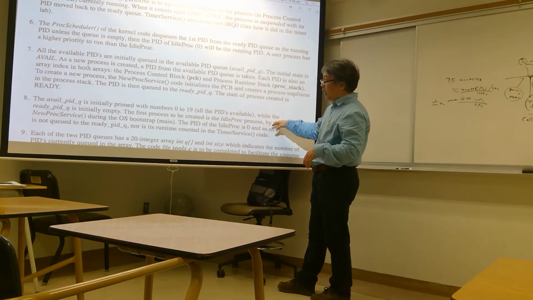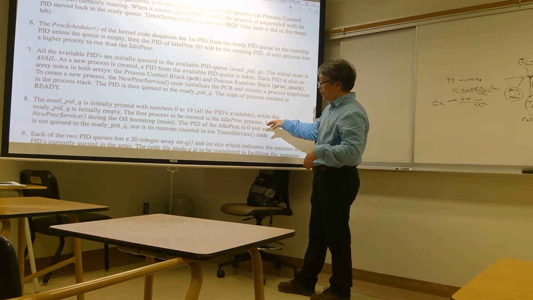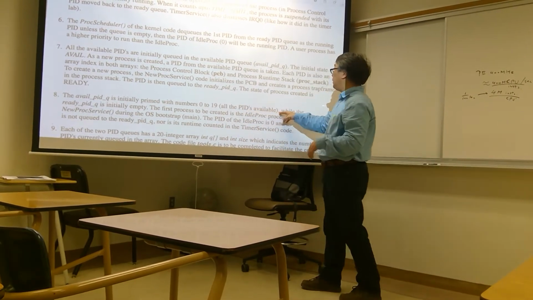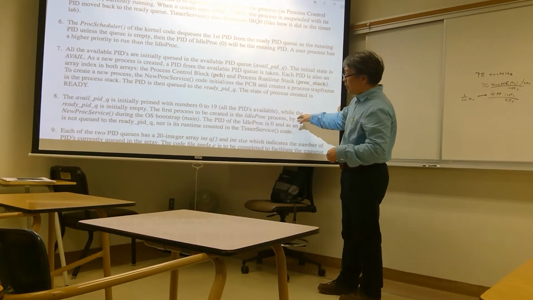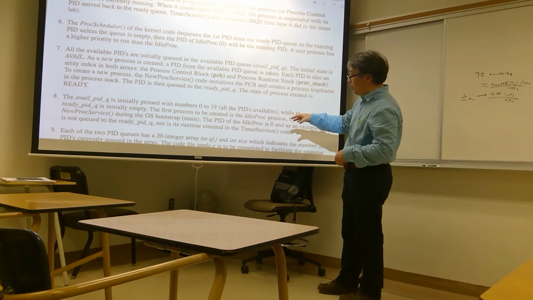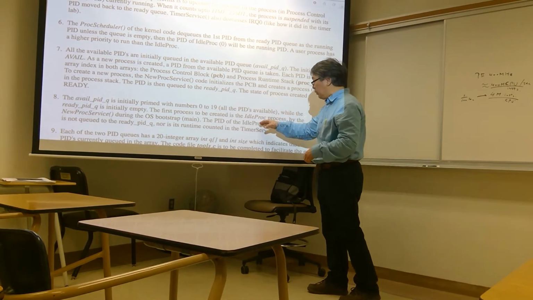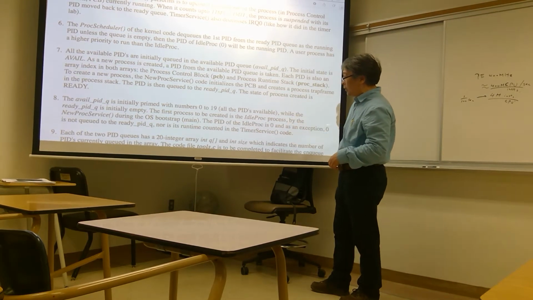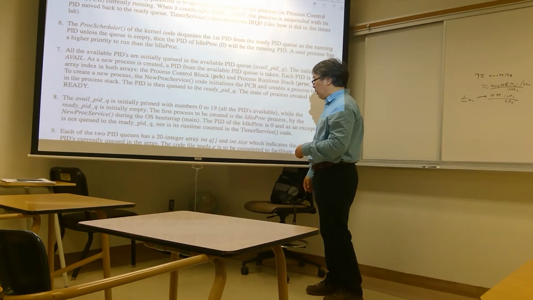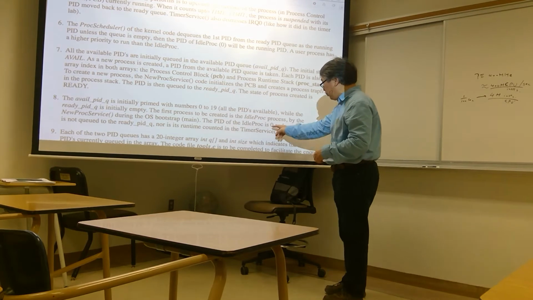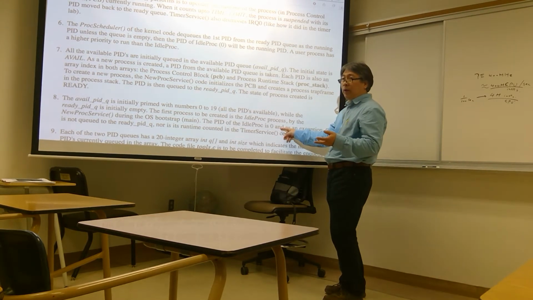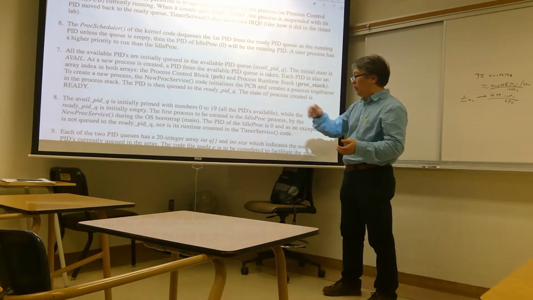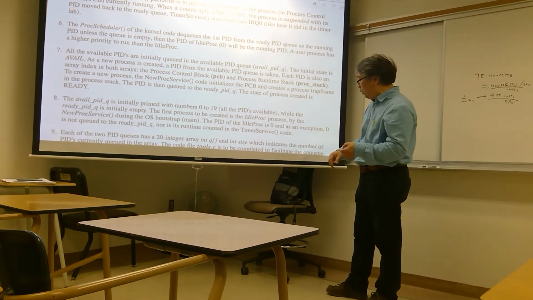Okay. Number 8, the available PID queue is initially primed with numbers 0 through 19. All the PIDs are available at the beginning, while the ready PID queue is initially empty. The first process to be created is the idle process by the new process service during the OS bootstrap. The PID of the idle process is 0 because it's the first one created, taken out from all the PIDs available in the available PID queue, but that will be 0.